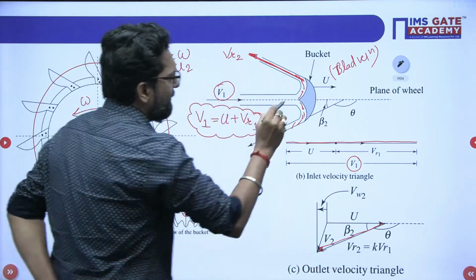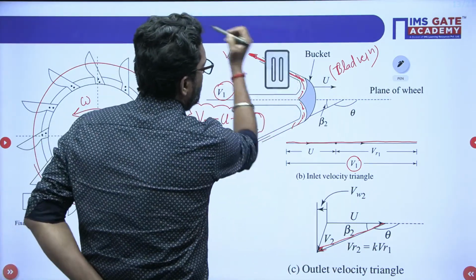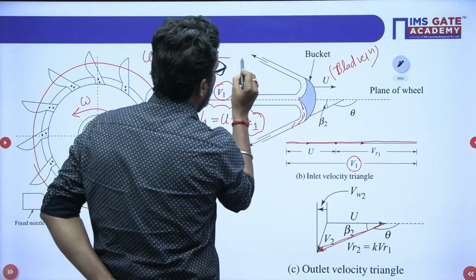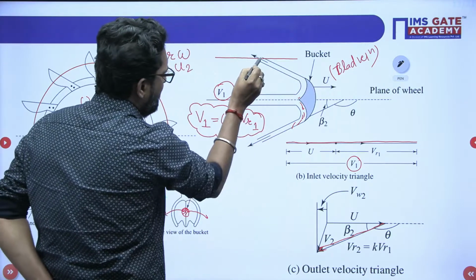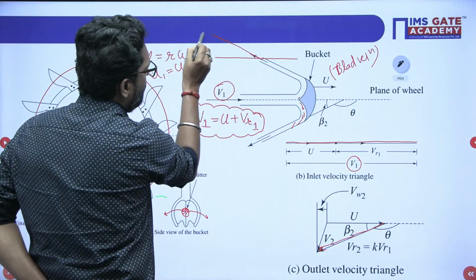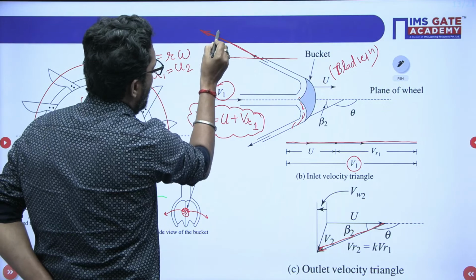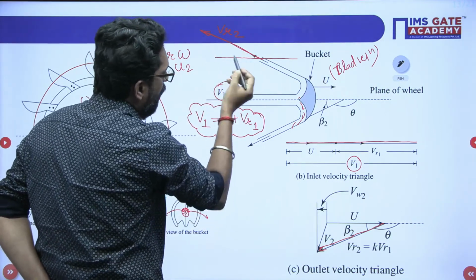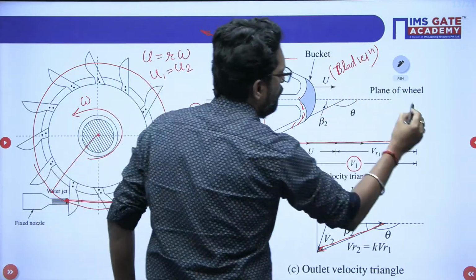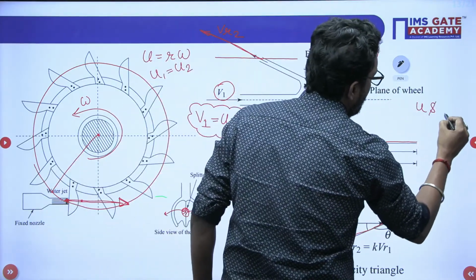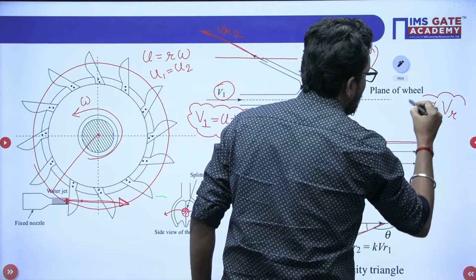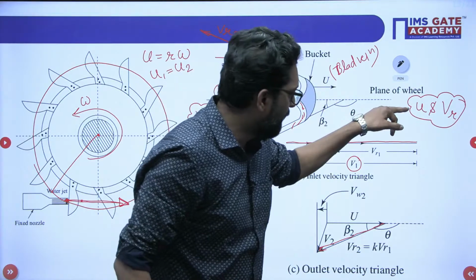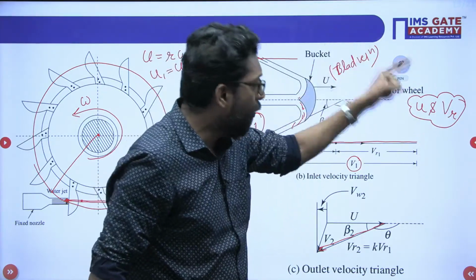Now, if we draw the triangle at this point, this velocity is VR2. So beta, U and the relative velocity VR have the same sense. That means they will have the same sense, and the resultant has the opposite sense.